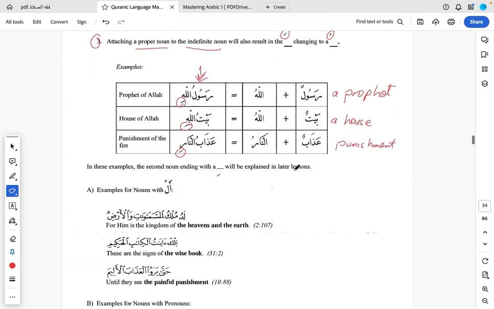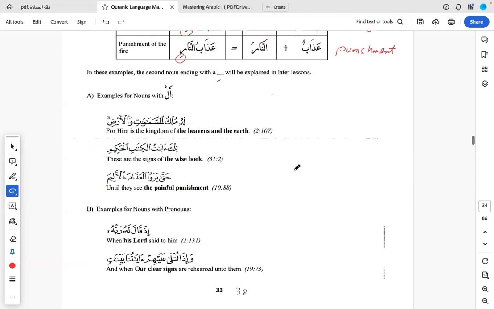Okay, let us now have some examples. First of all, examples for the first technique, which is adding al at the beginning of the indefinite word to turn it into a definite one. So, له ملك السماوات والأرض. Then, since we have agreed that since the word is definite, then it can never end with a tanween.